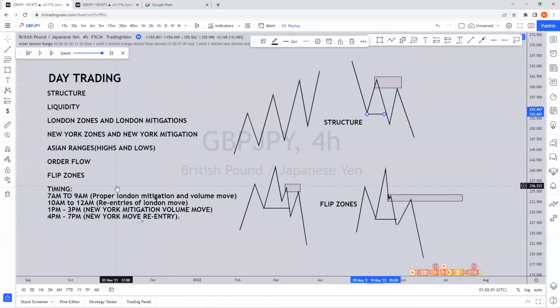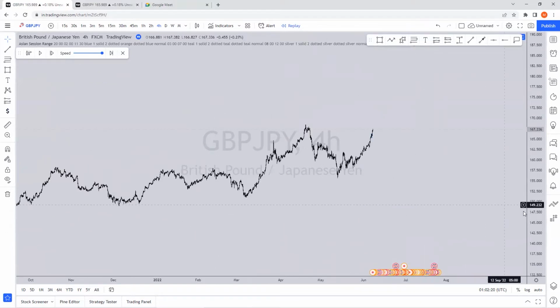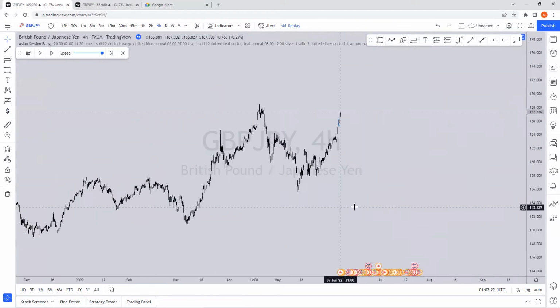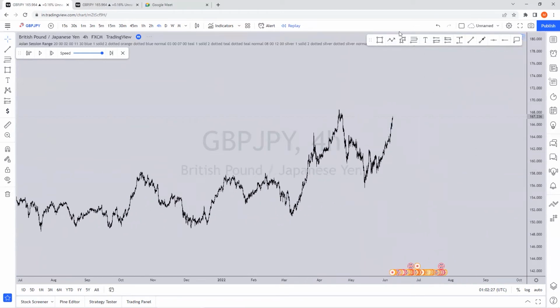And of course, zones that are formed in Asia too, they are not to be 100% trusted, but once they form a perfect structure, they could actually be used. So let us go into the chart and see what I have for GBP/JPY, and I traded for a certain period of time. All right, guys, so this is my chart for GBP/JPY, and I want you to follow closely so that you can understand what is going on here.